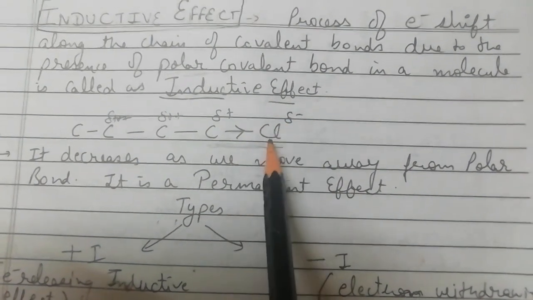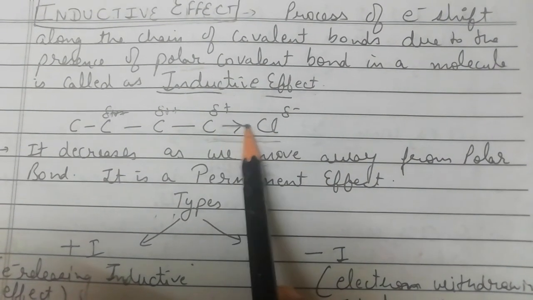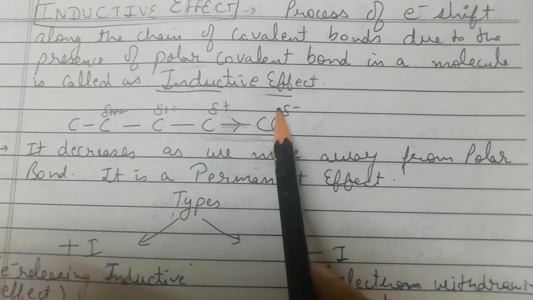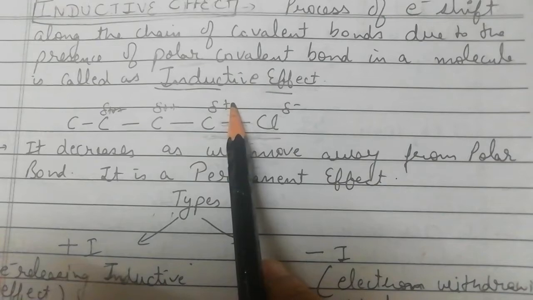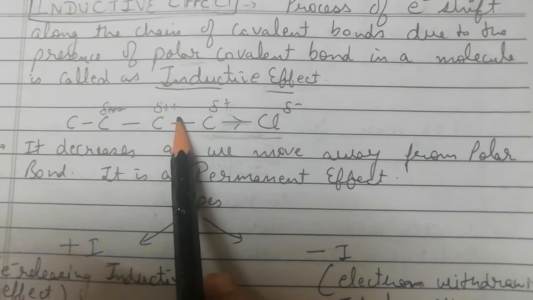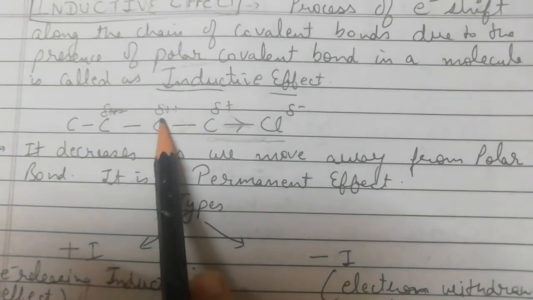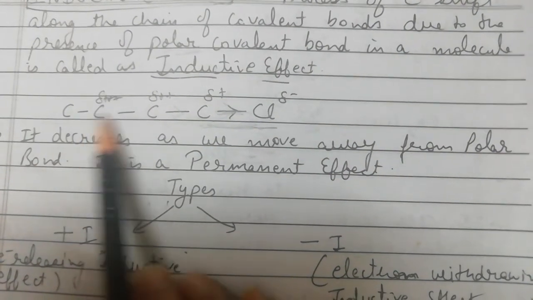As we know, chlorine is electronegative in nature, so it will attract this shared pair of electrons towards itself. Because of this, it will develop a partial negative charge and this carbon will develop a partial positive charge. Now this positively charged carbon atom will attract the shared pair of electrons of this bond towards itself. Because of this, this carbon will develop double units of positive charge and the process will go on.